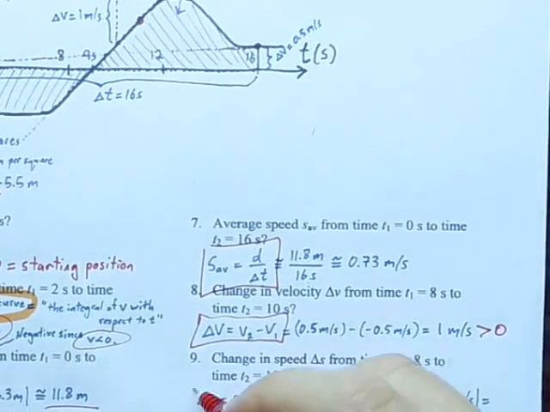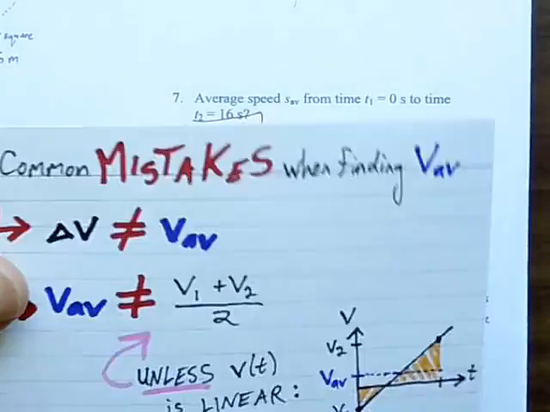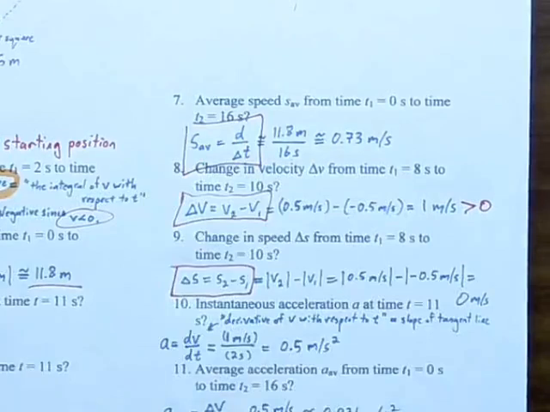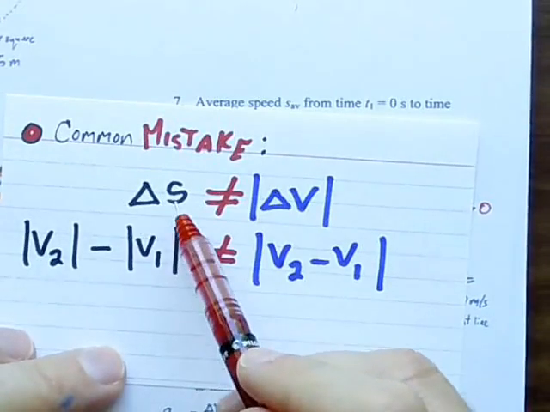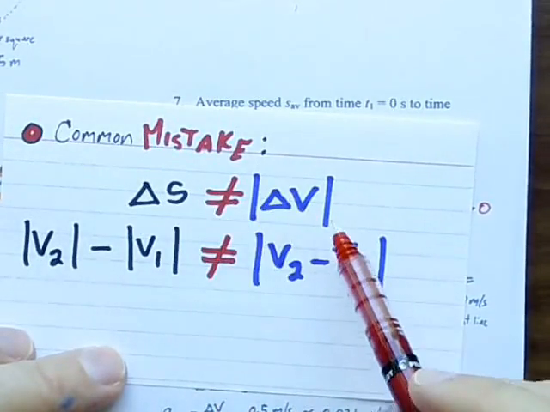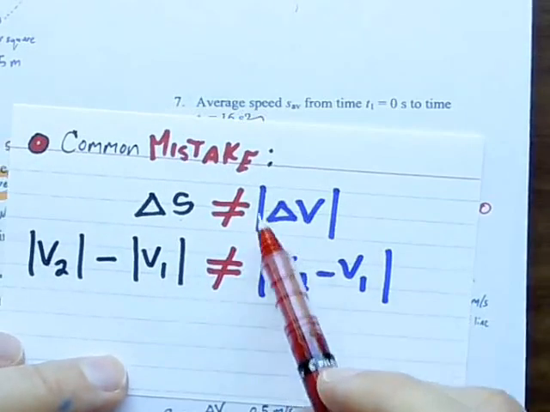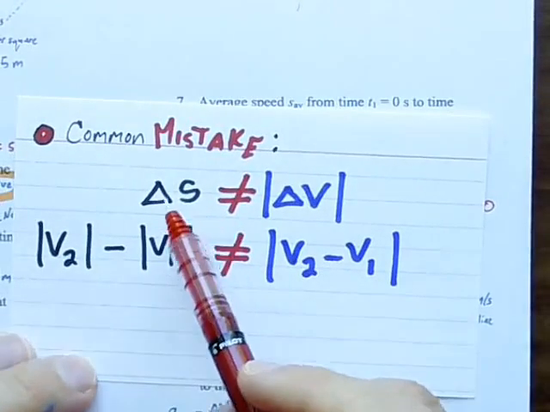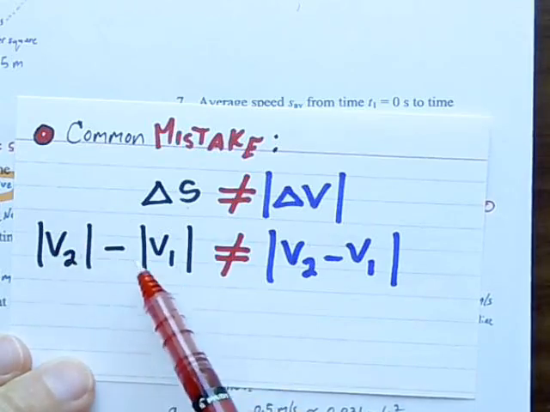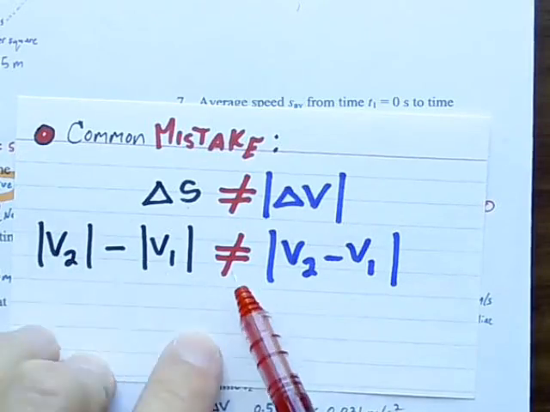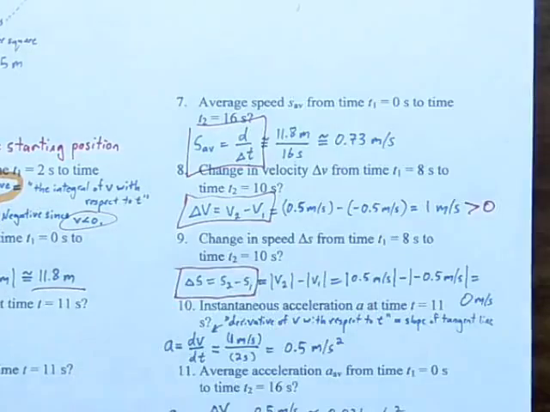Okay, now change in speed. I want to point out a common mistake that would be made here. Your change in speed is not the same thing as the absolute value of your change in velocity. Now, speed is the magnitude of velocity, but change in speed is not the magnitude of the change in velocity. Note, change in speed is going to be final speed minus initial speed. So it's magnitude of v2 minus magnitude of v1. Clearly, that's not always the same as the magnitude of v2 minus v1, as this case illustrates.